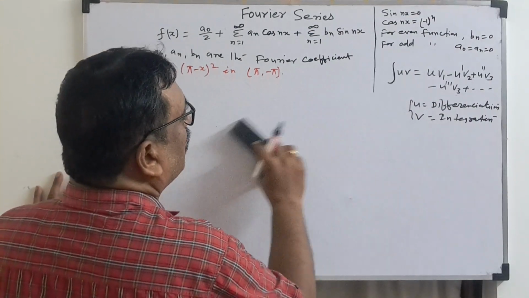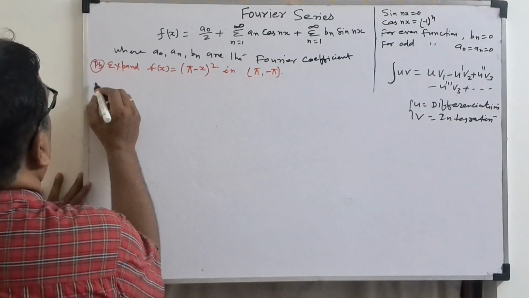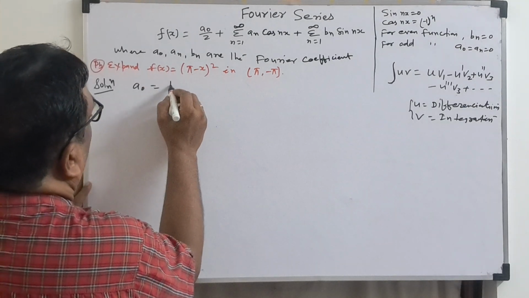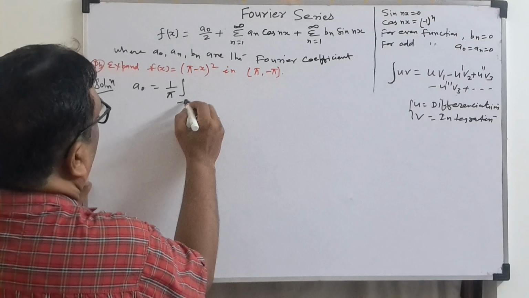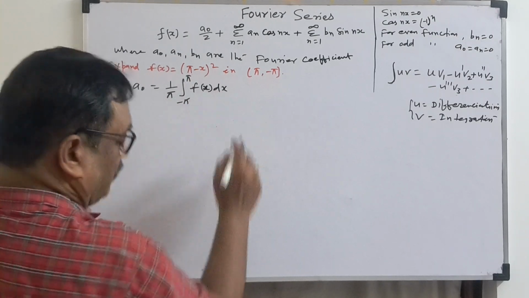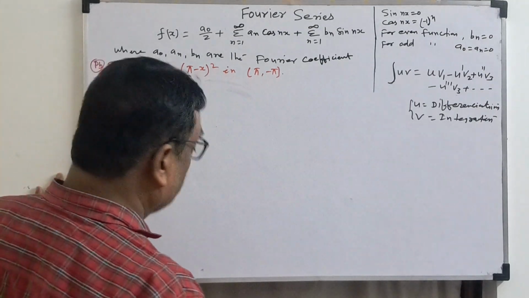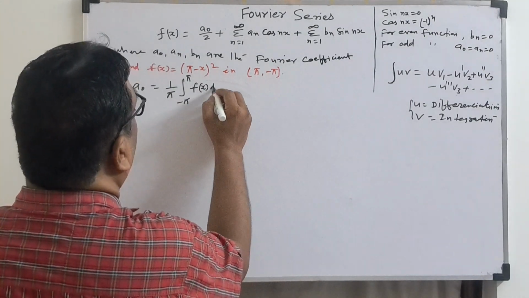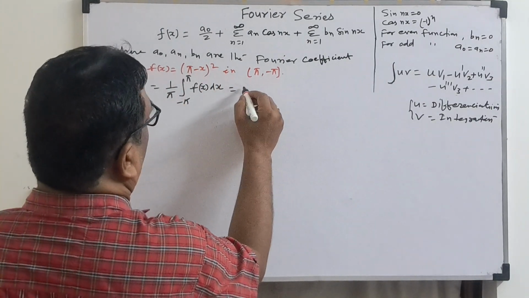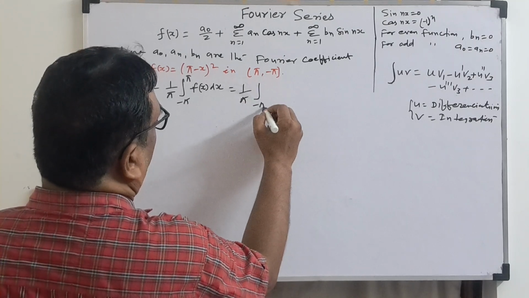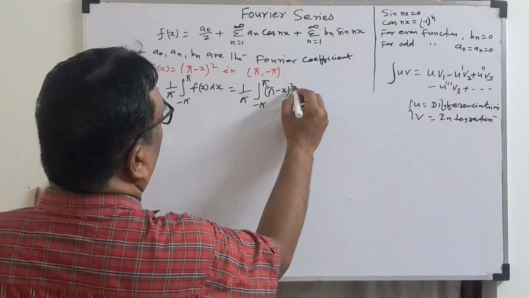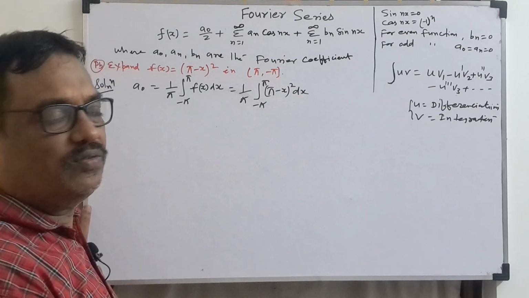Now I will rub this out. Now what is the Fourier coefficient? Solutions. a0 first. What is a0? 1 by pi, integral from minus pi to pi of f(x) dx. This is the a0. Now what is f(x) here? Pi minus x. We will substitute here. So 1 by pi, integral from minus pi to pi, f(x) is pi minus x whole square dx.